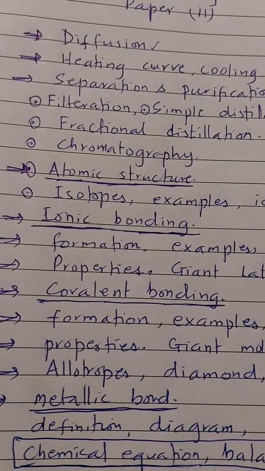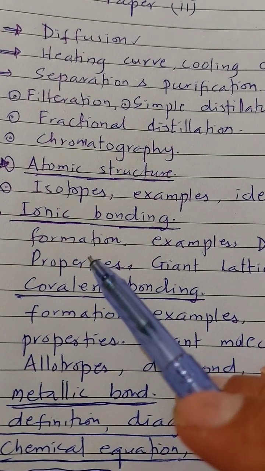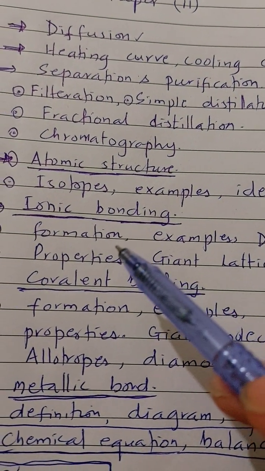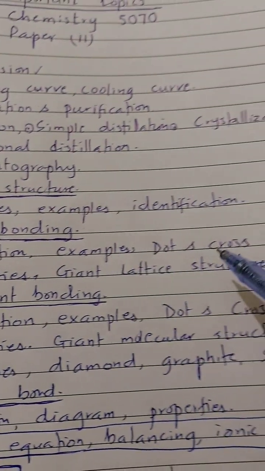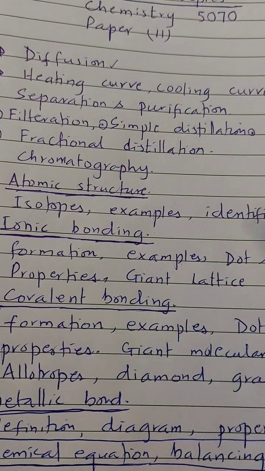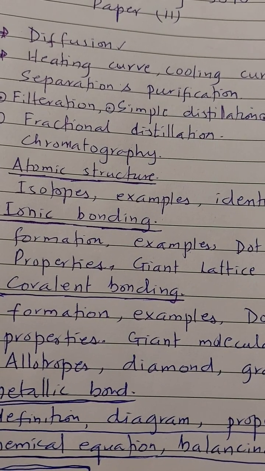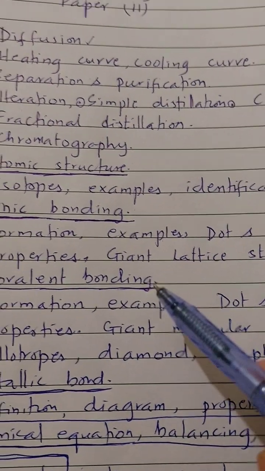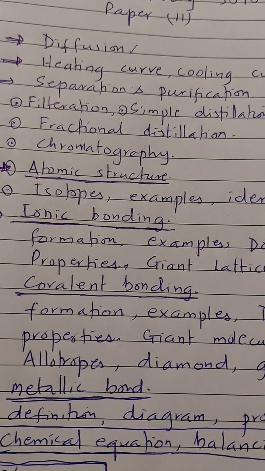Then there is a very important topic, that is ionic bonding. In ionic bonding, the main area to be focused on should be the formation and examples, and then dot and cross diagrams. Then there will be some important physical properties of the ionic compounds, like they are solid in state, they have a high melting point and high boiling point. Then giant lattice structure, like that of sodium chloride, and the properties.